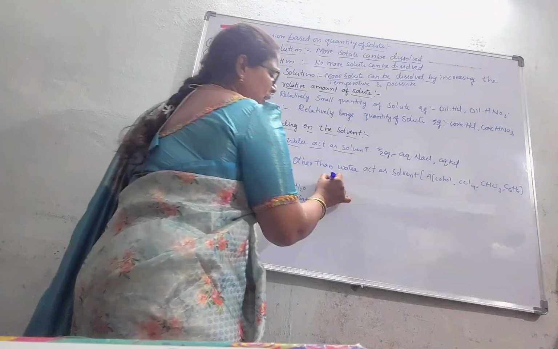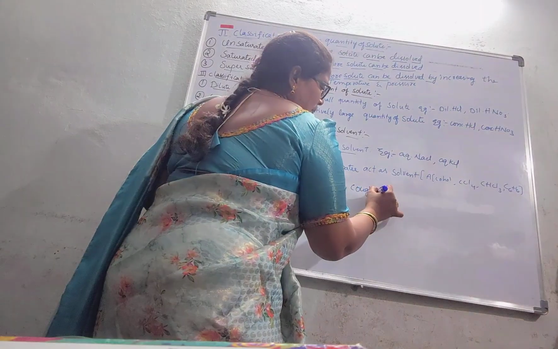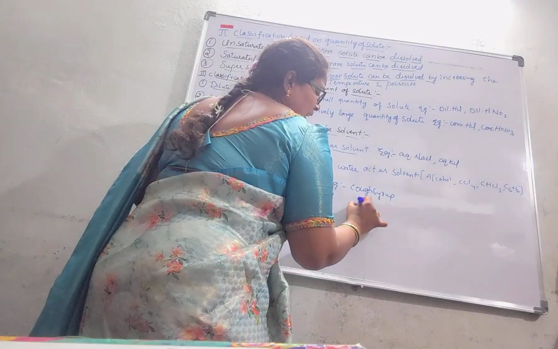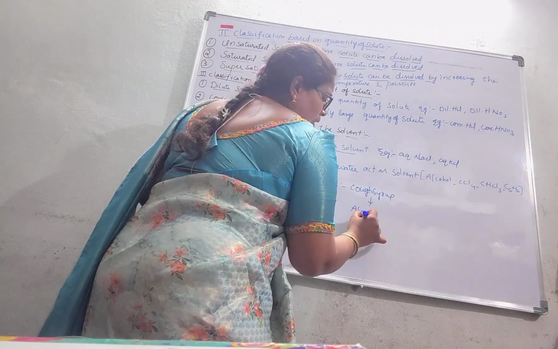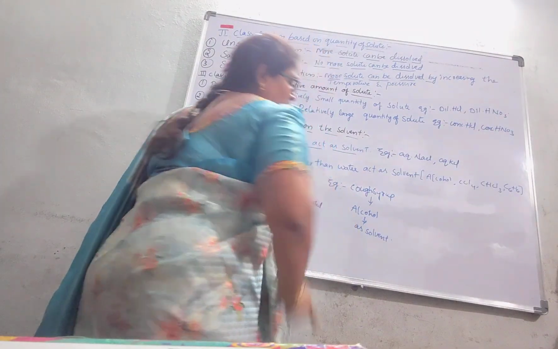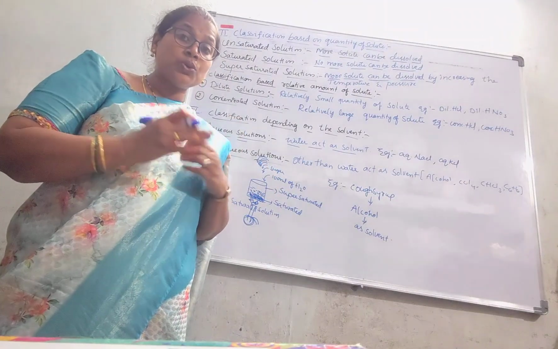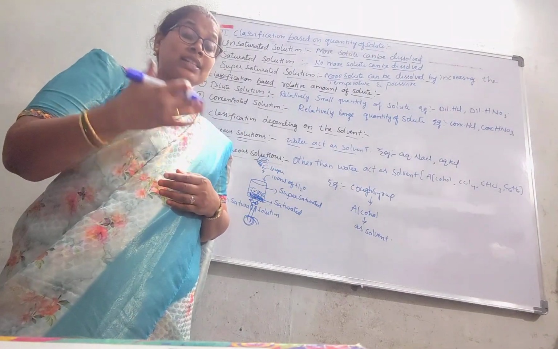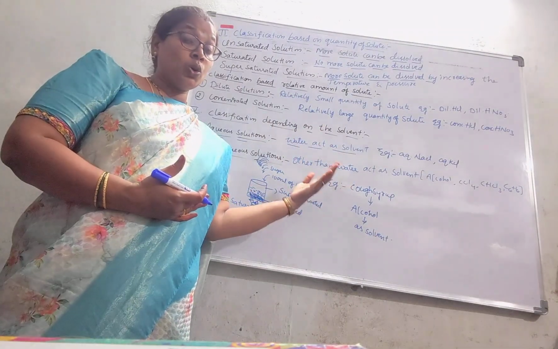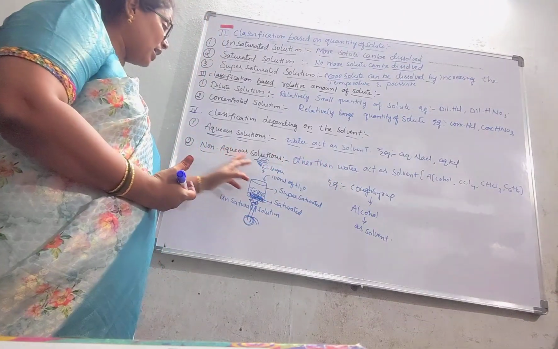For example, in cough syrups we use alcohol as a solvent. So if you use water as a solvent, those are called aqueous solutions. If you use something other than water as a solvent, like alcohol, carbon tetrachloride, chloroform, or benzene, those solutions are called non-aqueous solutions.